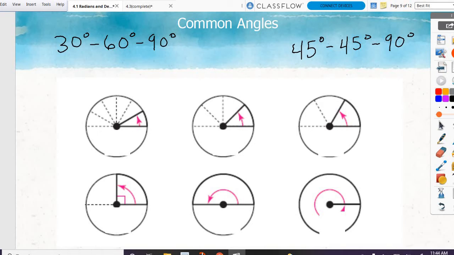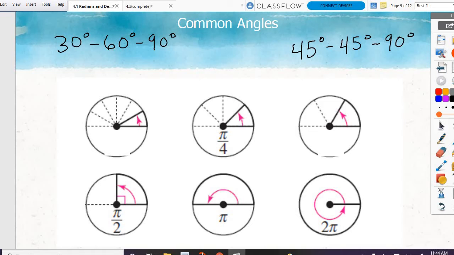So remind me, what is a full rotation in radians? 2 pi. What's half a rotation in radians? Pi. And then a right angle? Pi over 2. So then what does that mean a 45-degree angle would have to be? Pi over 4, because it's going to be half of a half.